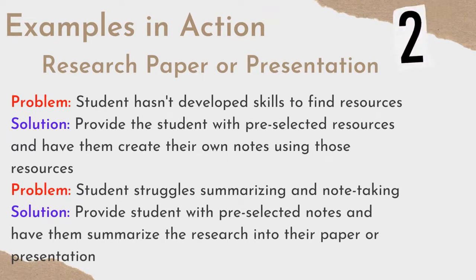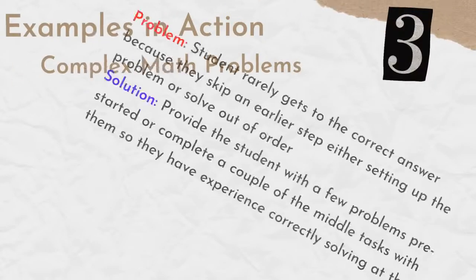Example 2. A student is asked to write a paper or give a presentation based on research. The student may not have the skills to find resources or take quality notes from the research to be able to actually complete the presentation. You could backward chain this by supplying them with pre-selected resources or notes and have them summarize the research. In the future, they can work on those earlier tasks in isolation and build up to completing the whole thing. In the end, the student is still able to complete their presentation alongside their peers.